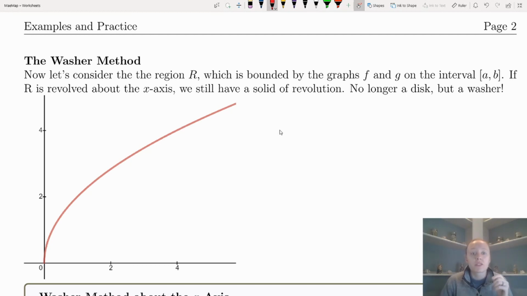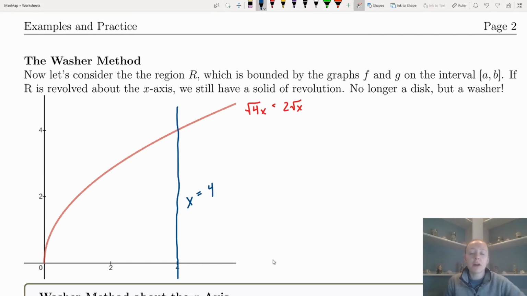So if we think about this region, which I drew here, bounded by some graphs f and g on some interval from a to b, if R is revolved around the x-axis, we have that solid of revolution. So this function that I have pictured below is the square root of 4x, or you can think of it as 2 root x. And let's go ahead and stop this region at x equals 4. So I'll go ahead and draw a line at x equals 4. Now, if you can think about revolving this around the x-axis as is, which way are we going to draw our rectangles if we're using the disk method?